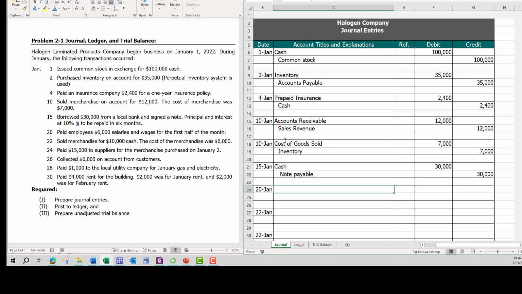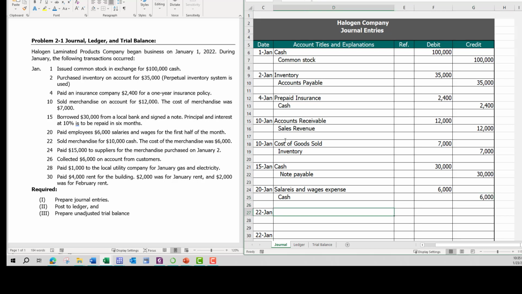January 20, paid employees 6,000 salaries and wages. So salaries and wages expense is 6,000 debit, and we have paid in cash, so cash is credit.